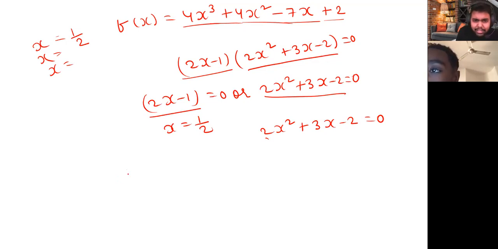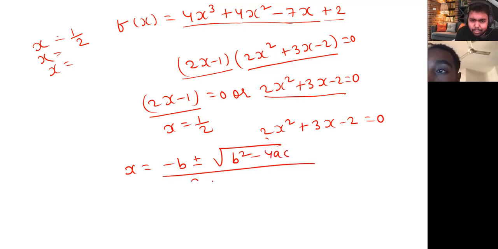What is the formula for X? Try to understand. X equals minus b plus or minus root over b square minus 4ac, by 2a. This is the quadratic formula, right? Now first of all, find this one, the root part, because I want to check whether it has real roots or not.